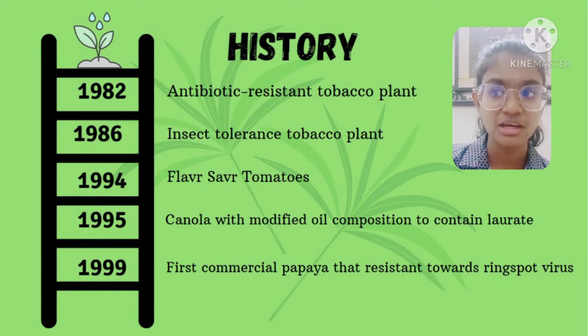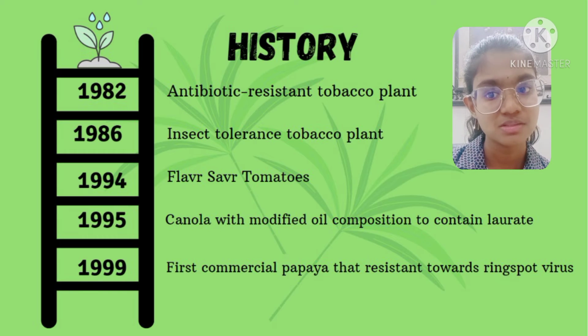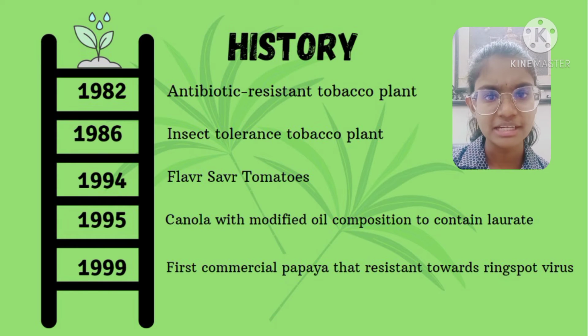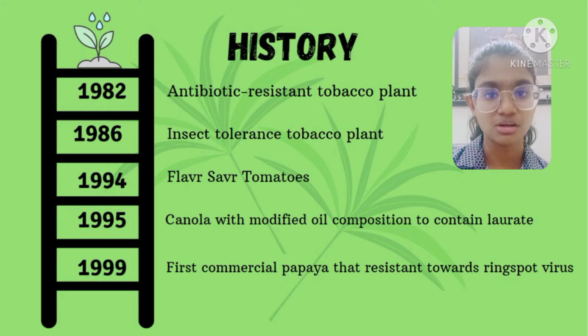In 1995, canola with modified oil composition was produced. This is to contain laurate, which is a key material used in the manufacturing of soap, detergent, and personal care products. Before this, only coconut and palm kernel oils contained laurate.